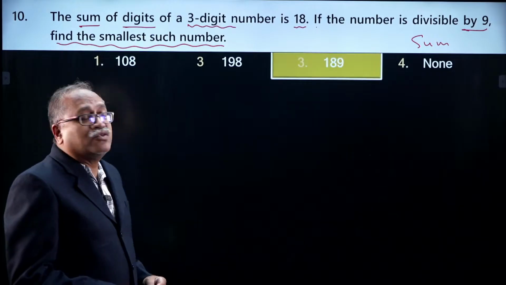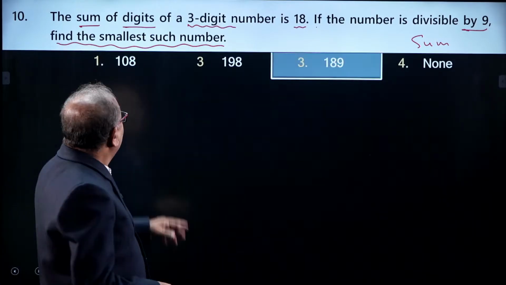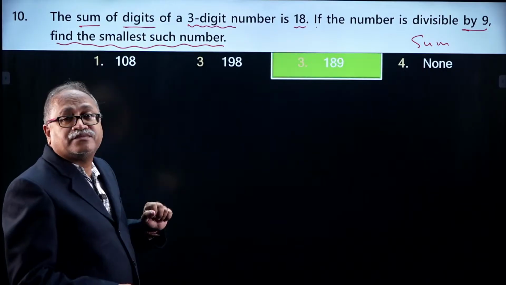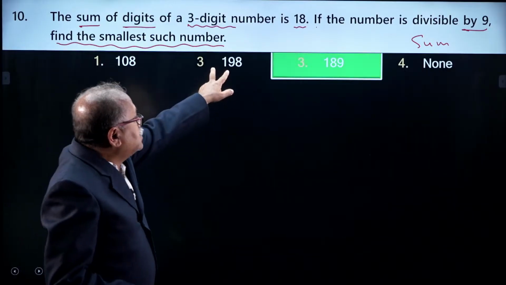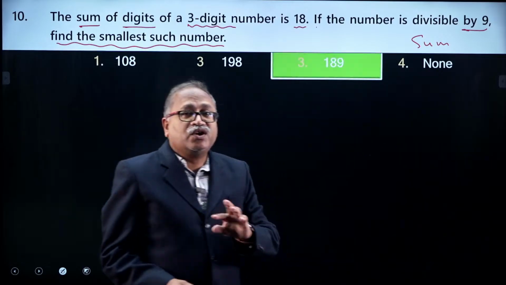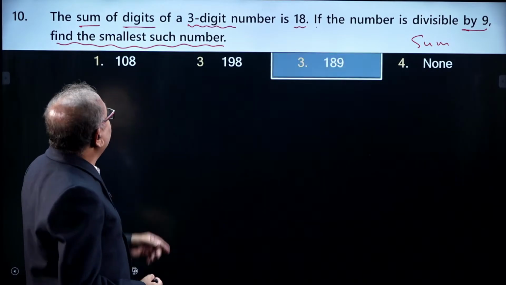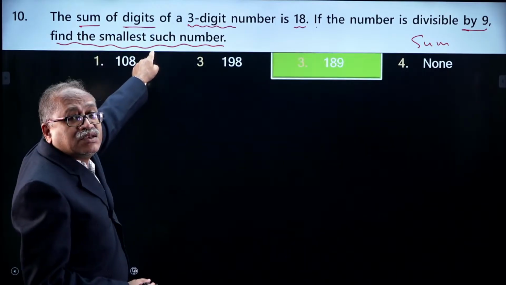Either you might have gone for the divisibility rule of 9 because the number is divisible by 9. Here, I can see none of these options is divisible by 9, so I may not be able to go with that. So, what is the possible thing? I need the smallest such number.